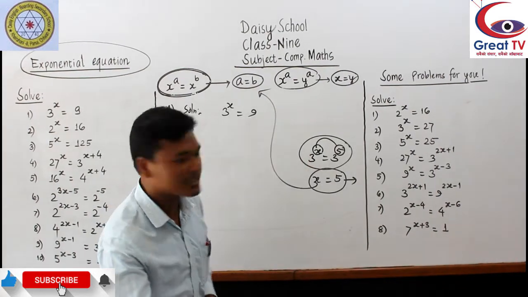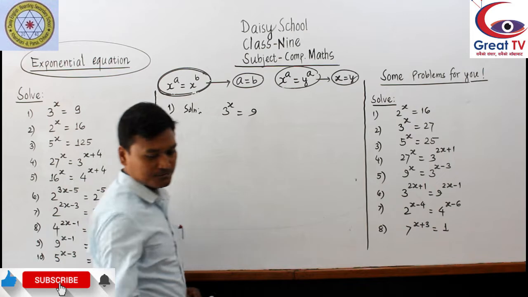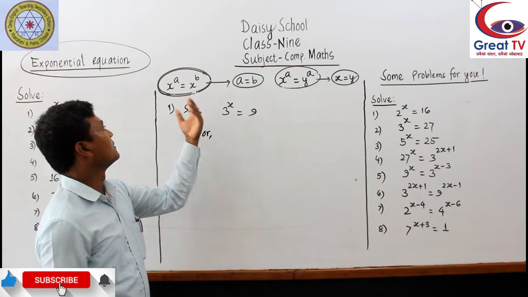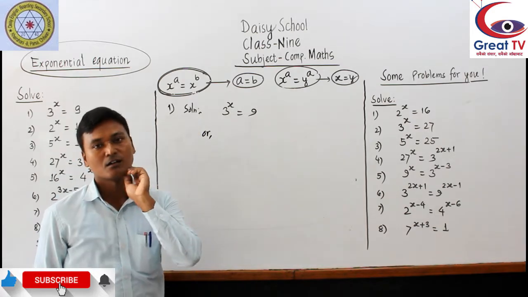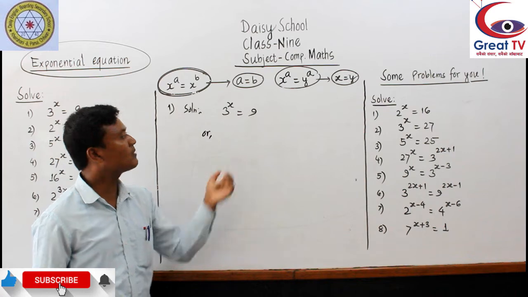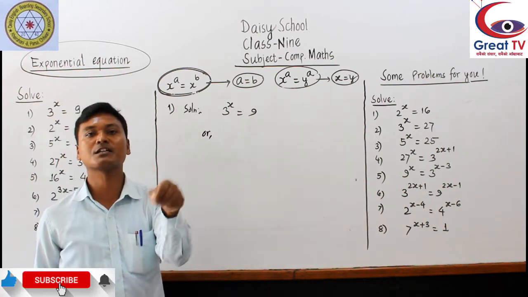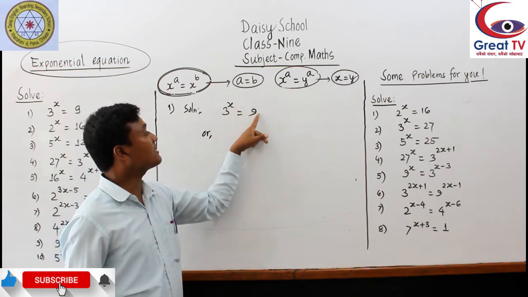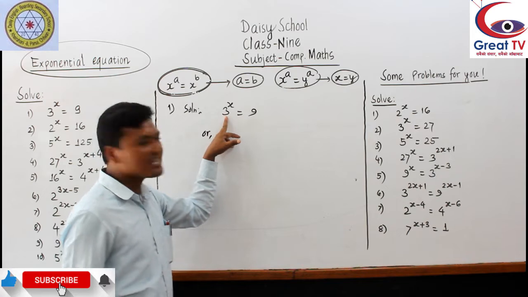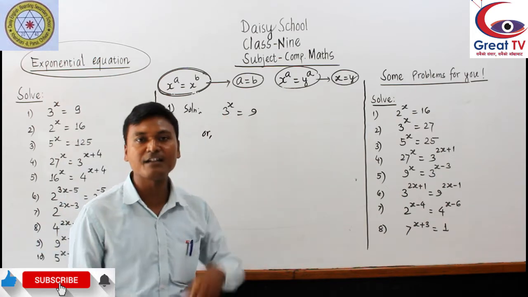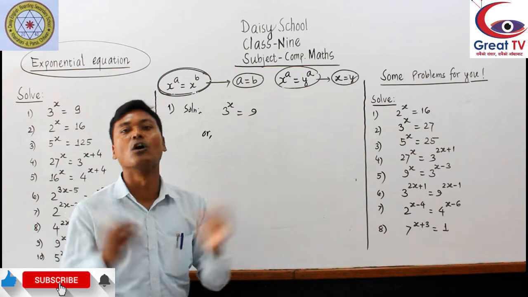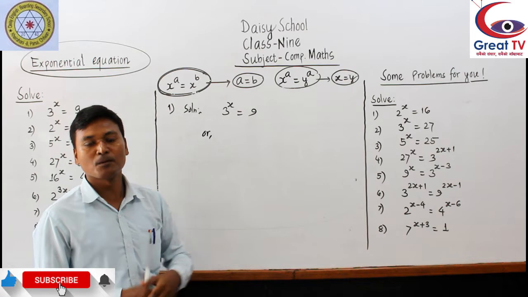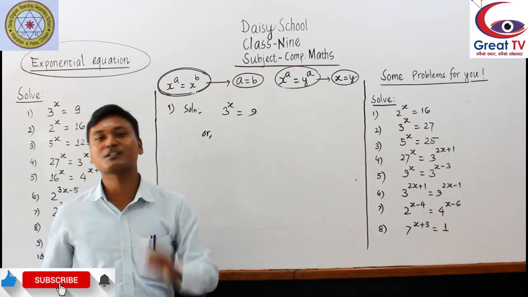So let us use this concept. We have the first problem. The question of an equation comes by saying solve. Solve the equation means we should get the value of the variable given in the equation. So here, 3 to the power x equals, on the right side, 9. What is the base on the left side? 3. What is the base on the right side? 9. Are the bases same? No. If the bases are not same, we can't use this concept directly. So the main thing is we should make the bases same.